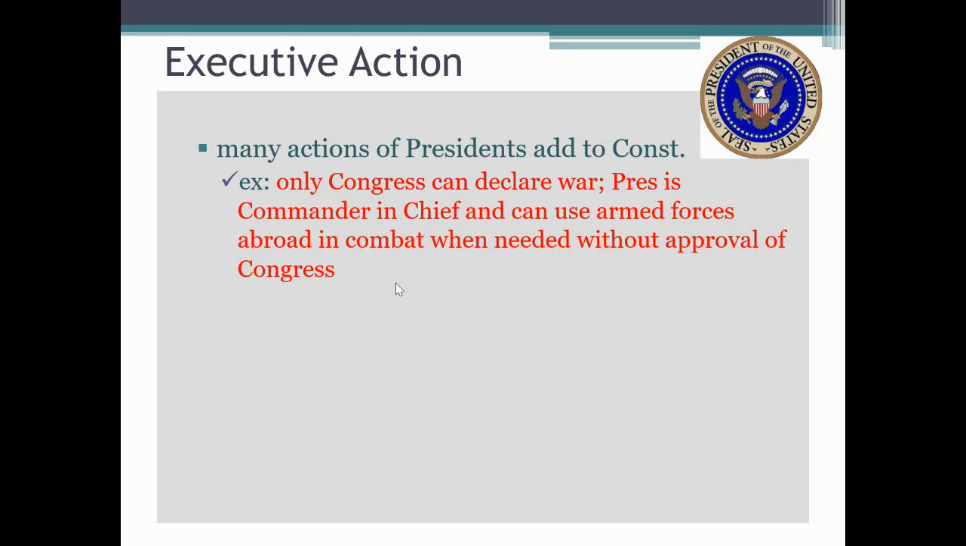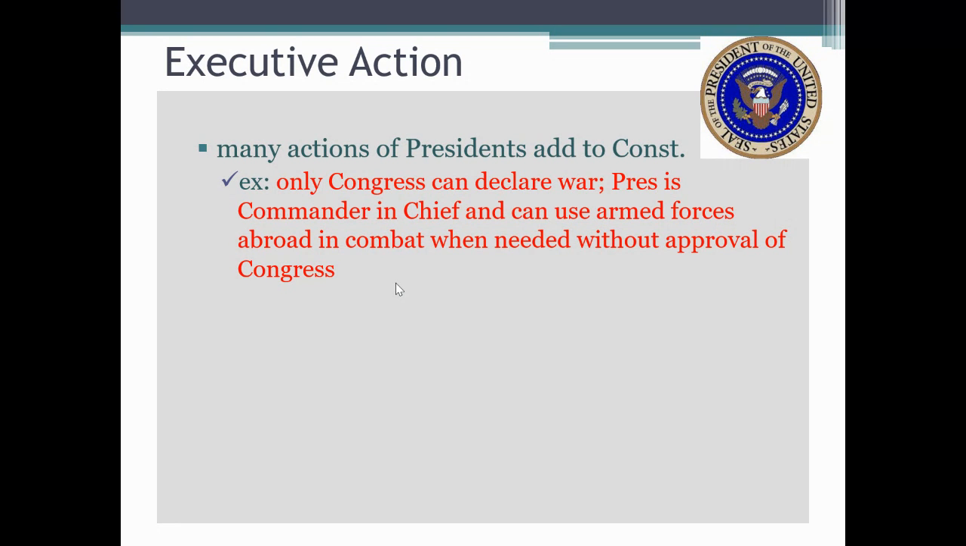For example, in the written document, it says that only Congress can declare war, but it also says that the president is the commander in chief. So how do those two work together? Well, the president really can use the armed forces in any way that he, or hopefully she in the future, sees fit, and they don't need the approval of Congress. Where the approval of Congress comes into play is when it's a large scale war, like World War II or Vietnam, where we've had to actually declare war.